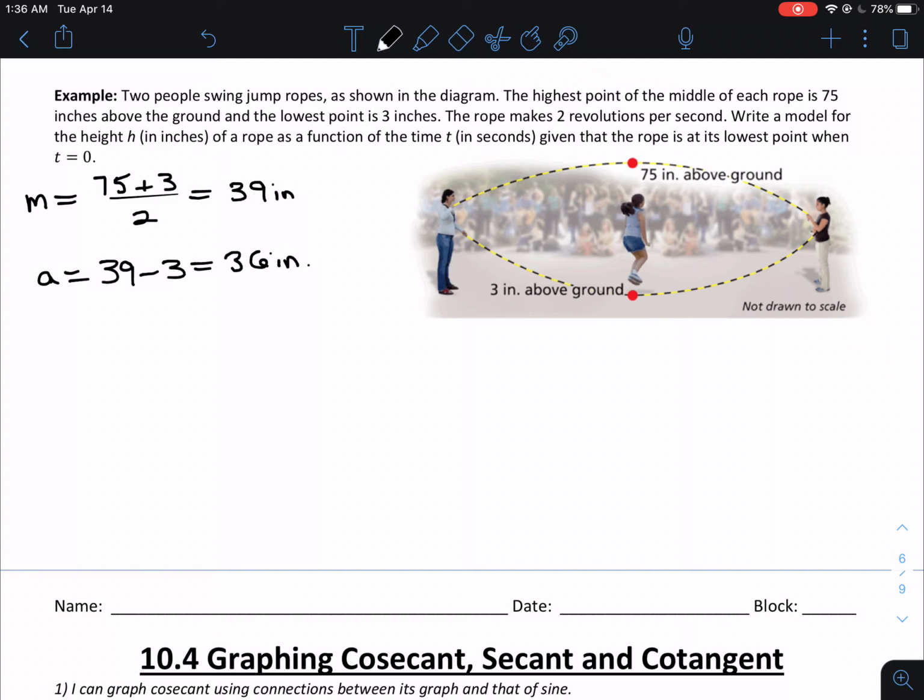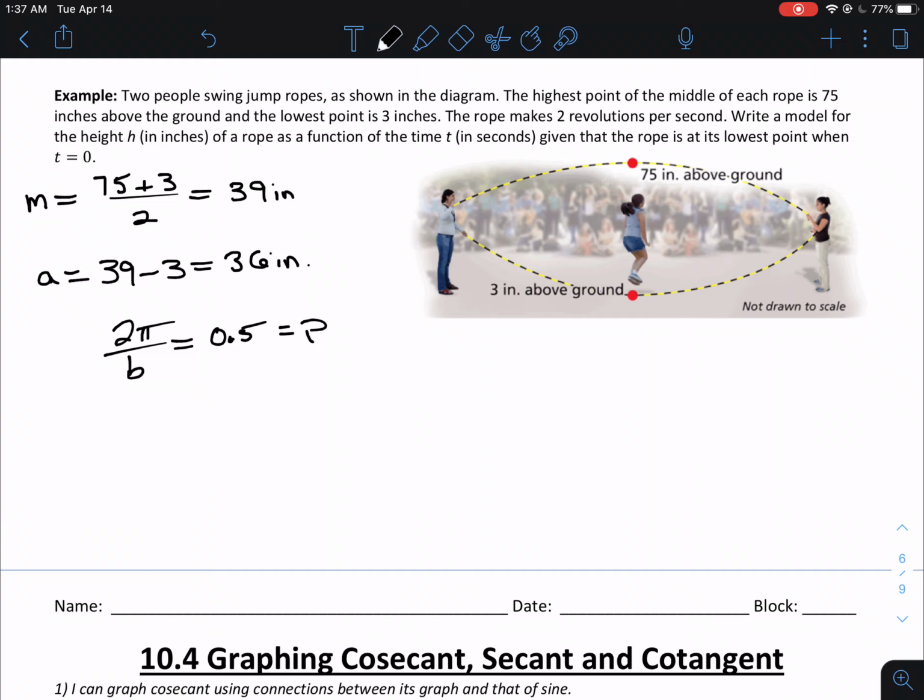The only thing we have left to find is going to be our B value. So it tells us that it makes 2 revolutions per second. So if it's rotating at 2 revolutions per second, the period 2 pi over b is going to be equal to 0.5. Because if you think about 2 revolutions per second, the time it takes for 1 revolution is going to be just a half a second. In other words, your period is 0.5.